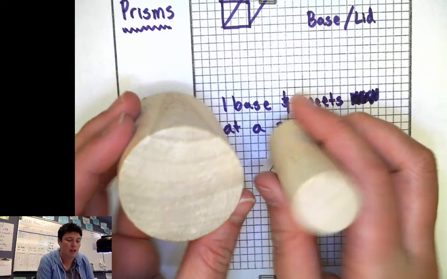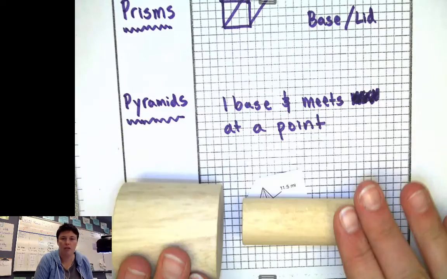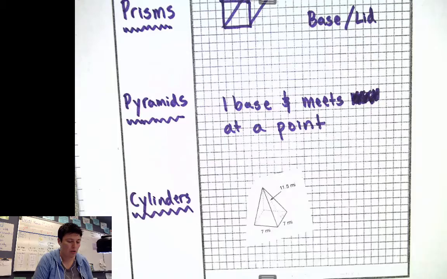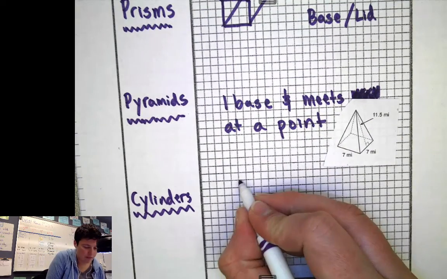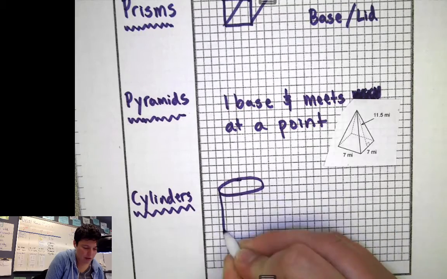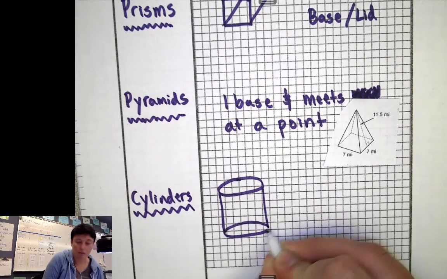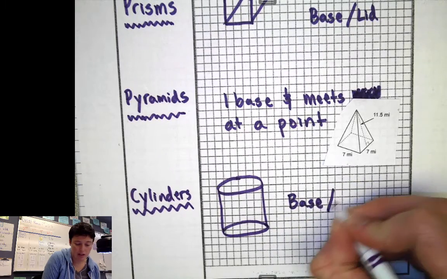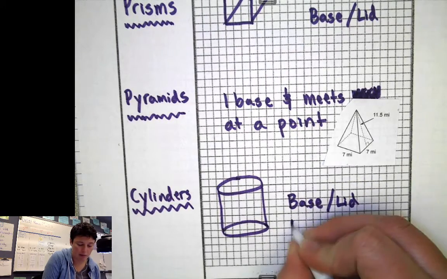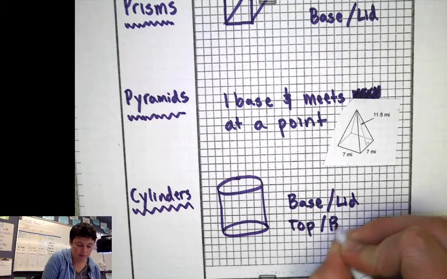That's kind of nice. But these things actually roll. That's the difference between them. So cylinders, let's see here. I'm going to draw a picture of a cylinder. Have these circular tops that match these circular bottoms. So it does have the whole base and lid thing, or top and bottom. I mean, that's nice.